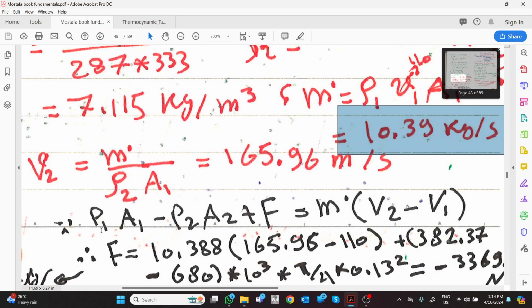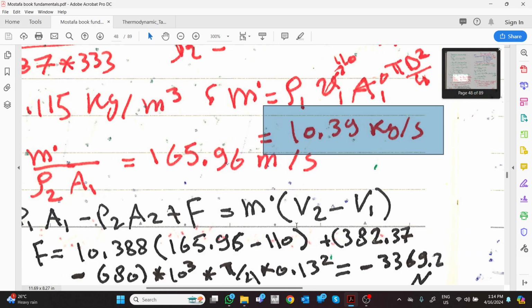Control volume saying that is P1 area 1 minus P2 area 2 plus the force equal to m dot (V2 minus V1). What has happened? It is the same philosophy.